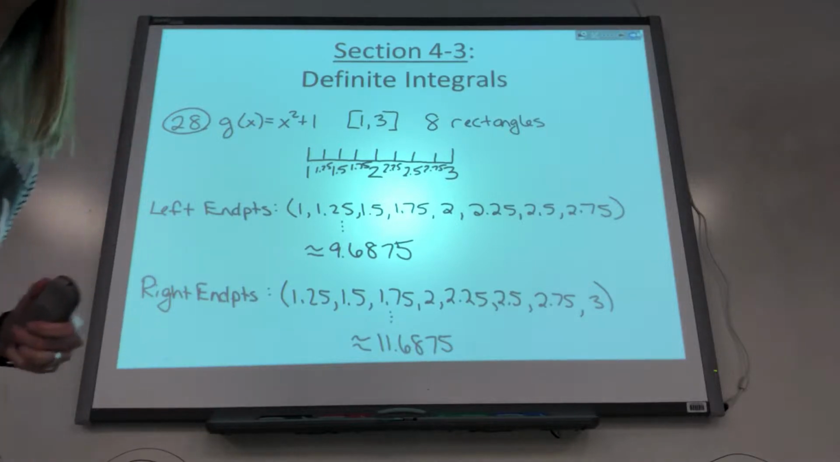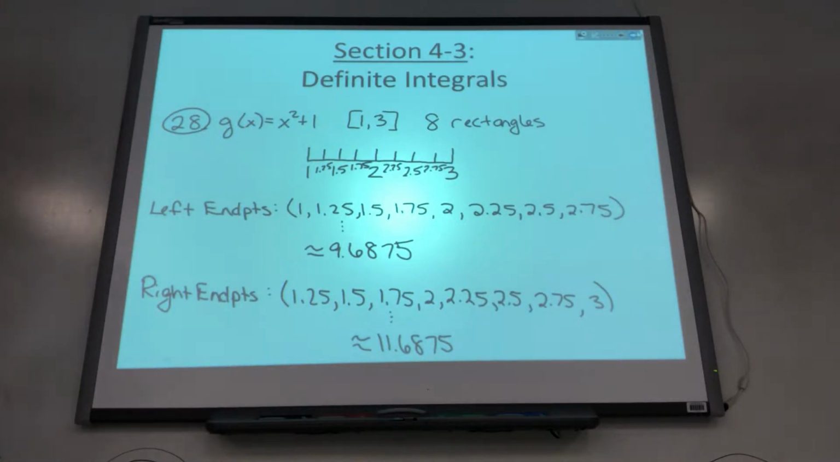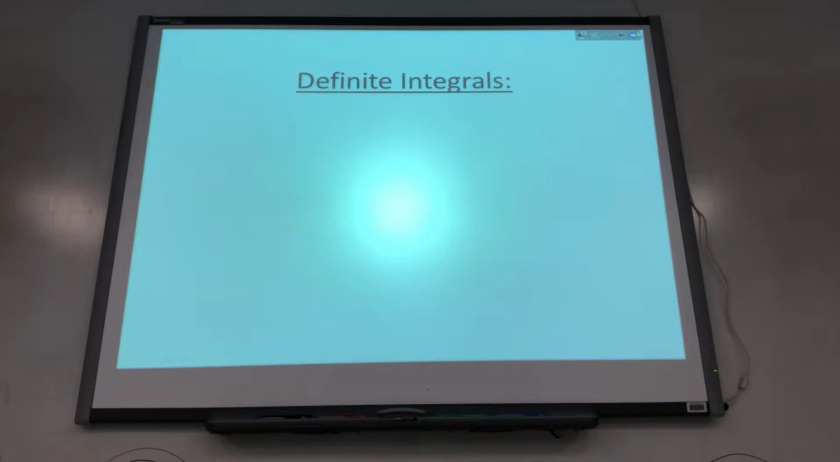Definite. All right, there we go. 4-3 is all about learning how to set up definite integrals. So you don't really have to integrate actually today. This is kind of just learning about the setup. So first of all, I need to give you just some general information about a definite integral.